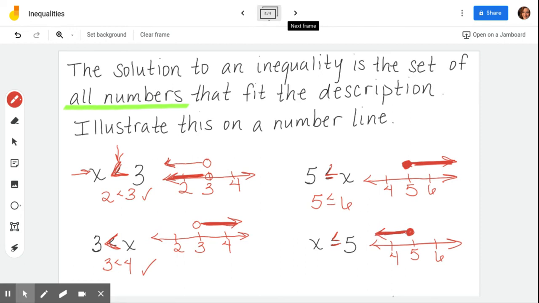Plug in a number you went past. I went past the 4. 4 is less than or equal to 5. Well, yeah, 4 is less than 5, so that would be good.